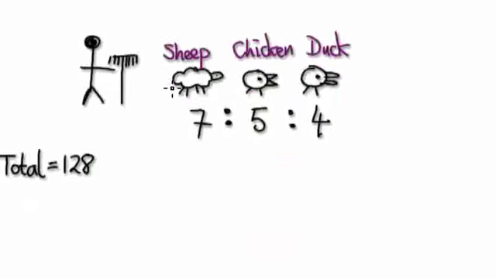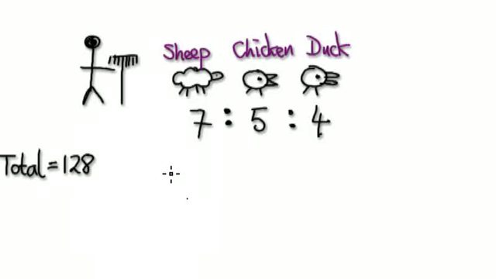Okay, so next question here. Now it's getting a bit tricky. You're given that the total of animals on your farm is 128. So calculate the number of sheep, the number of chickens and ducks on your farm. So altogether, you've got 128 animals on your farm. Calculate the number of sheep, chickens and ducks. Press pause and have a go.